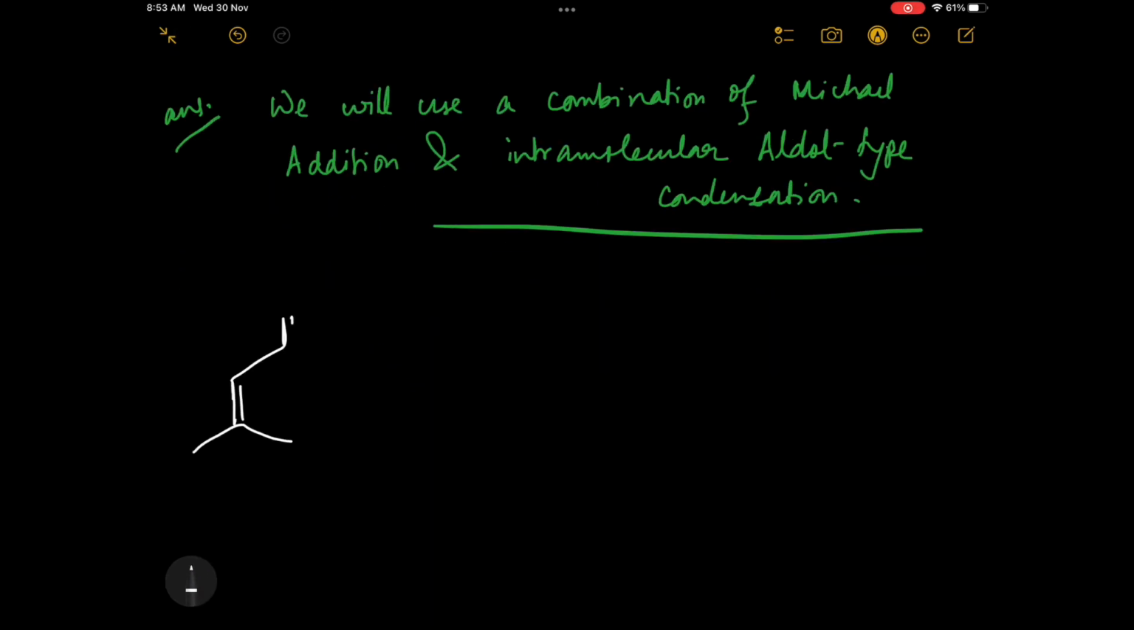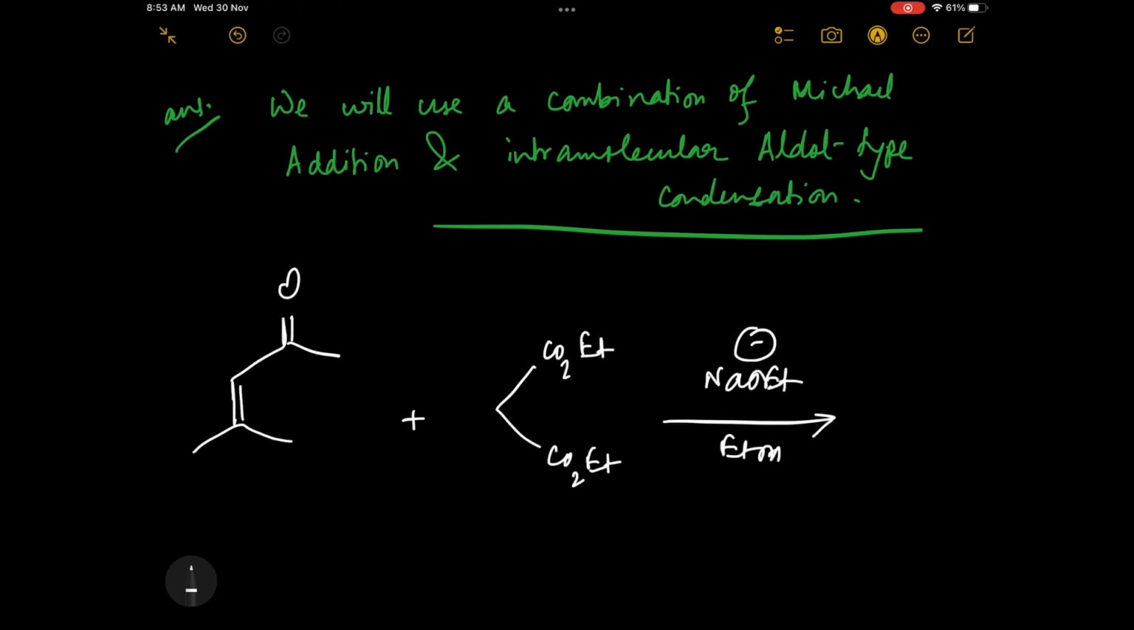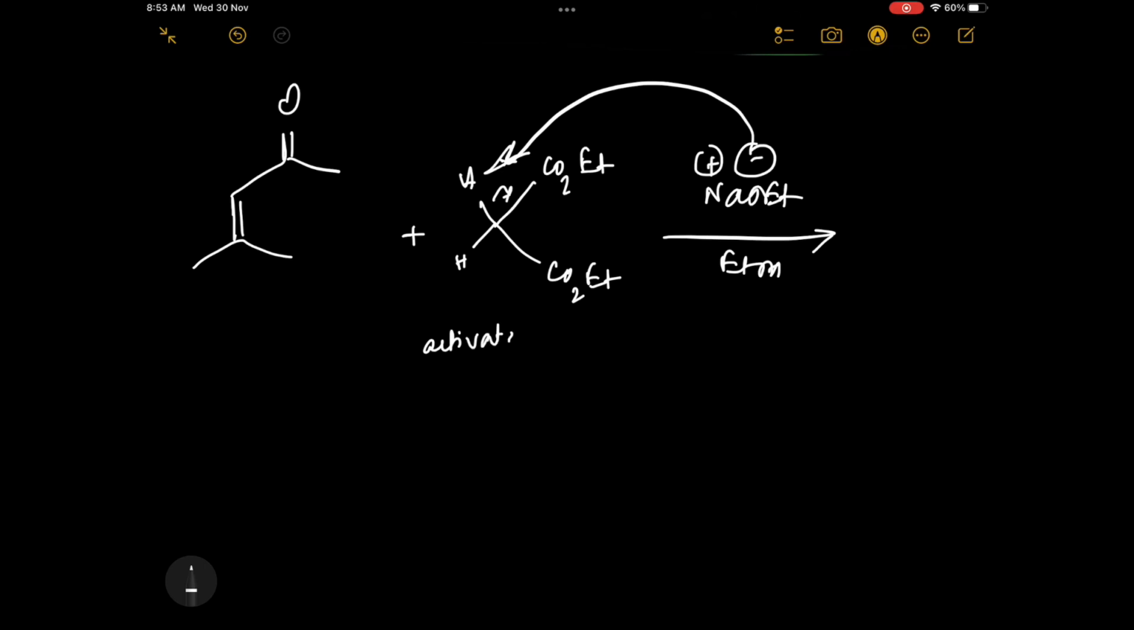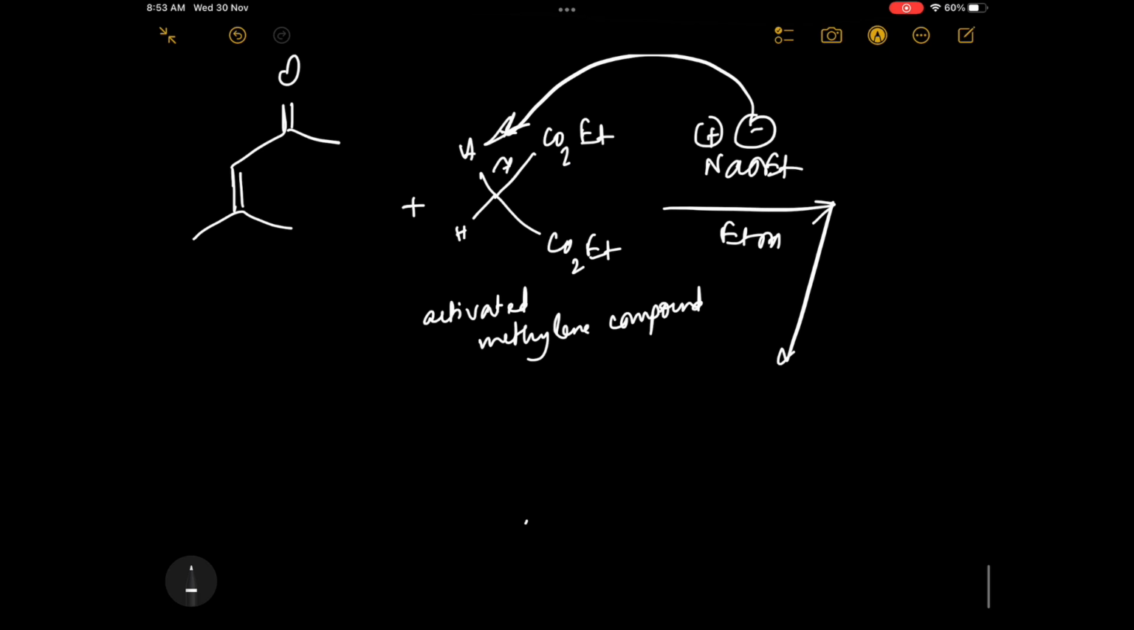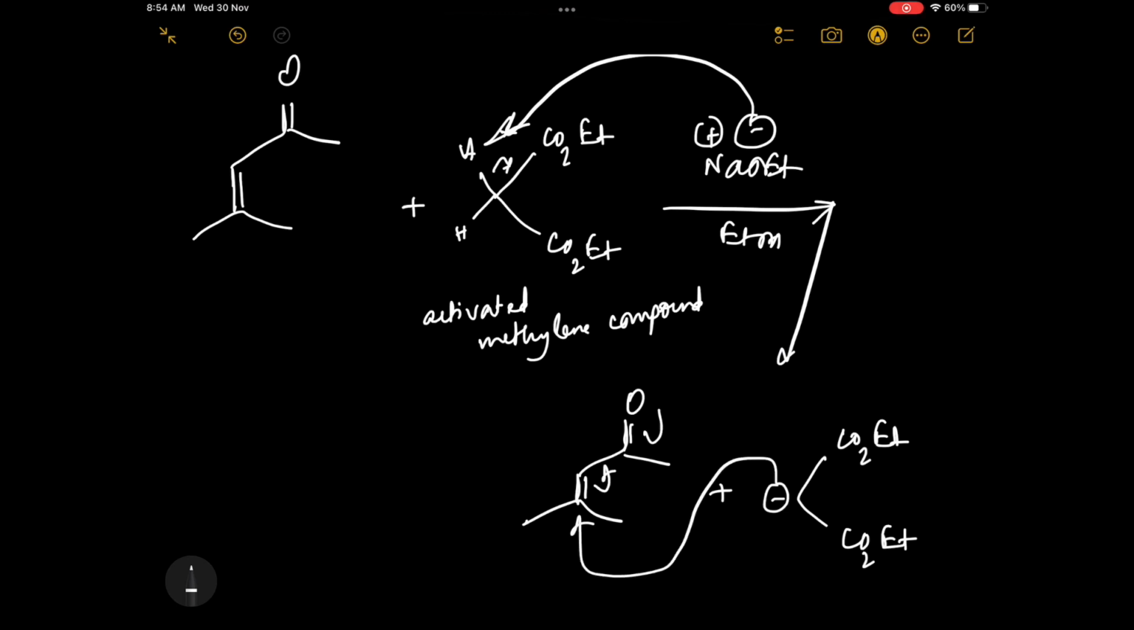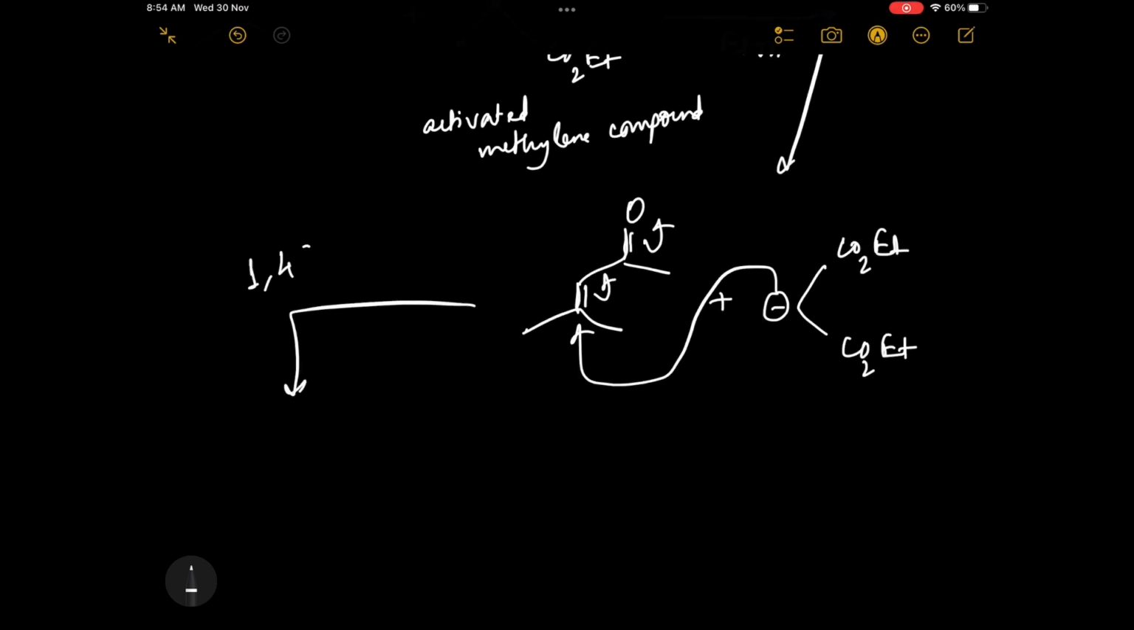Okay, so let us see. We have the mesityl oxide compound, and we will be using diethyl malonate with NaOEt. As we know, this is an activated methylene compound, where the methylene H are pretty acidic in nature, as they are beside the two ester groups. So firstly, a negative charge is generated in the diethyl malonate, which attacks in a 1,4 conjugated manner, and this is known as the Michael addition reaction.